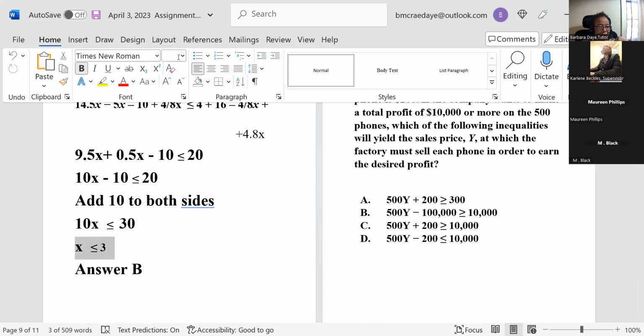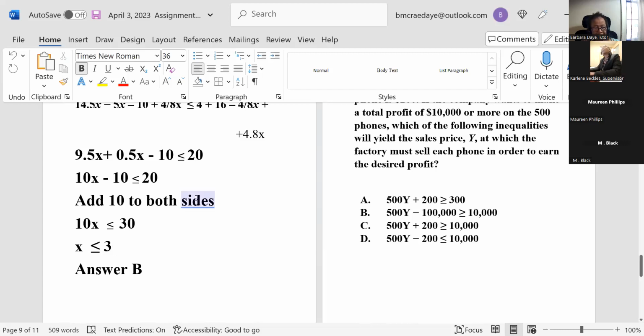Questions? Don't leave it if you have questions. Just the last one. I'm trying to get clear in my head. After you add 10 on both sides, you get 10x is less than or equal to 30, right? Right. Then you divide the 30 by 10. That's right. And your answer is x is less than or equal to 3. Okay, thank you. Got it? Yes, miss.